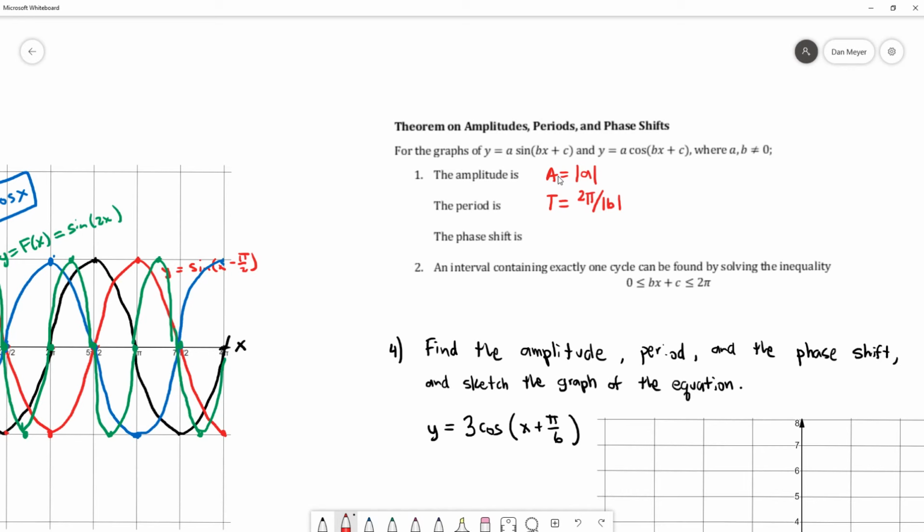And then the phase shift, it turns out the phase shift is given by minus c over b. Now notice our jumping off versions have a plus c. The fact that we have to negate that is because a plus a positive number means shift to the left and minus a positive number means shift to the right, and all that confusion. So that's where this minus sign comes into play. The divided by b part is where the horizontal stretching or compressing affects not only the period but also the phase shift.